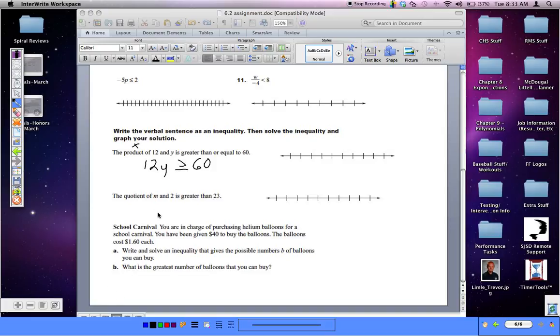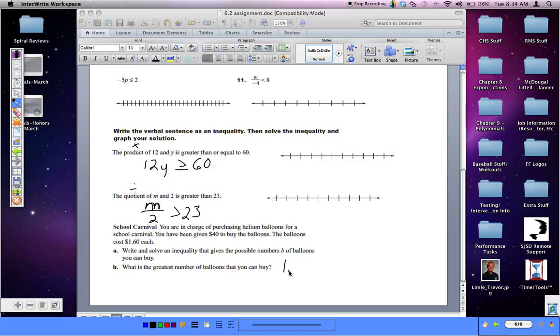And that's set up. Quotient of m, because quotient is divide, we have m divided by 2 is greater than 23. Should be able to figure that out. There is no special situation with moving a negative term, so your signs stay that same direction. Alright? You are in charge of purchasing helium balloons for a school carnival. You have been given $40 to buy the balloons. The balloons cost $1.60 each. Write and solve an inequality that gives a possible number of B balloons you can buy.